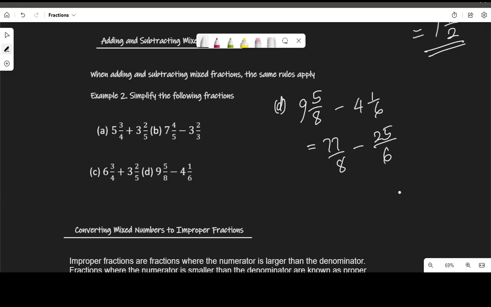We look for the LCM of 6 and 8. That is the lowest number that divides 6 and 8. And that number should be 8 times 6, 48. 48 divided by 8 is 6. We multiply that 6 by 77, minus 48 divided by 6 is 8. We multiply that 8 by 25.